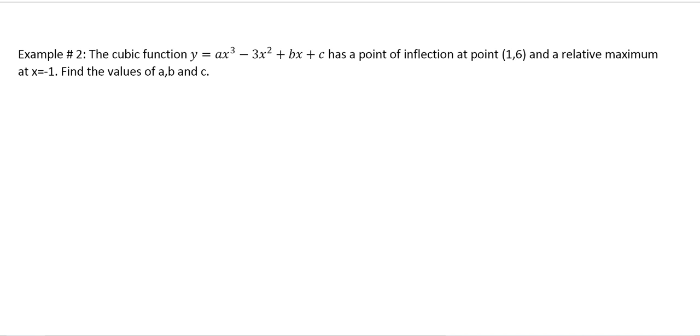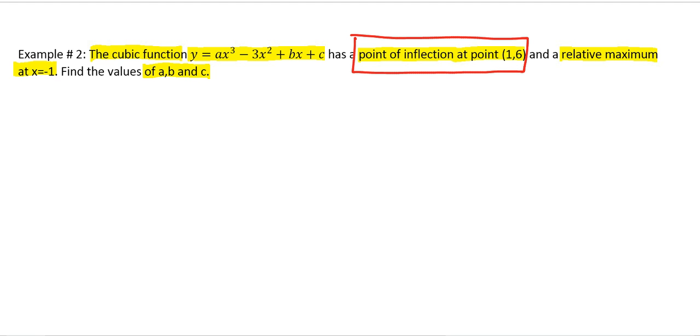All right, so let's go over this final question here. The cubic function y equals ax cubed, minus 3x squared plus bx plus c, has a point of inflection at the point (1, 6) and a relative maximum at x equals -1. I need to go ahead and find the values of a, b, and c. Okay, fine, no problem. So I have this polynomial graph and I have an inflection point at the point (1, 6).